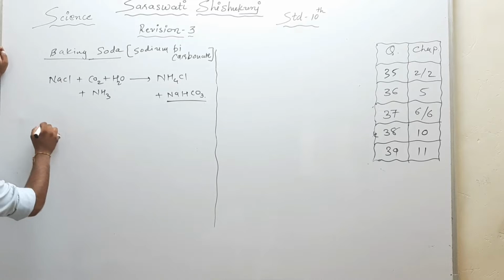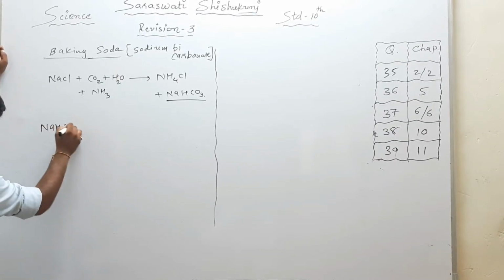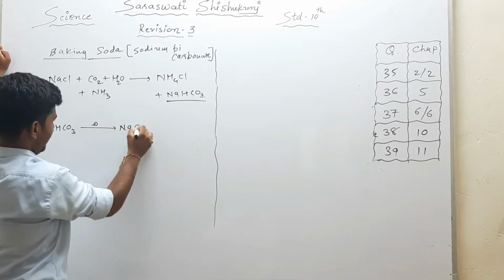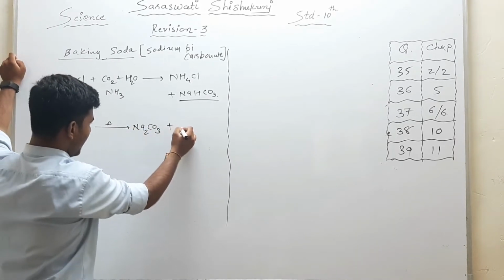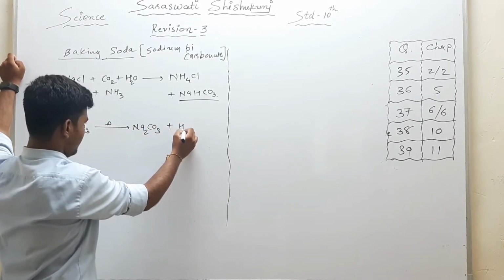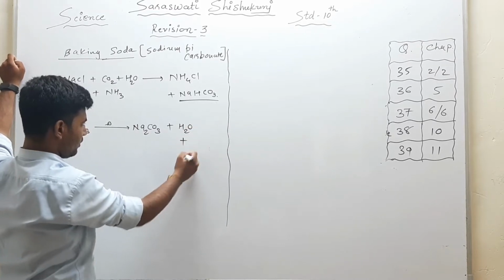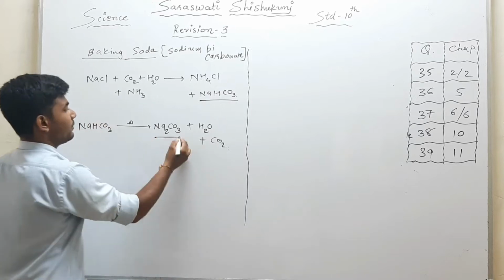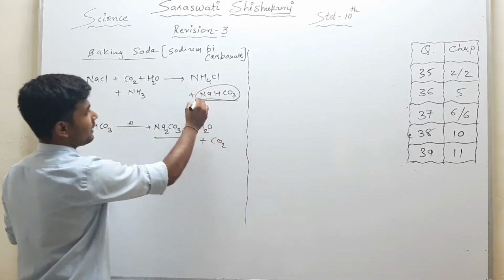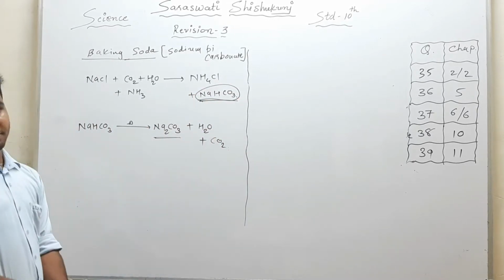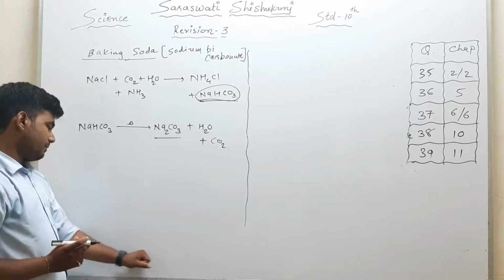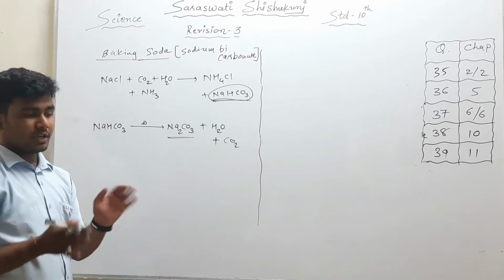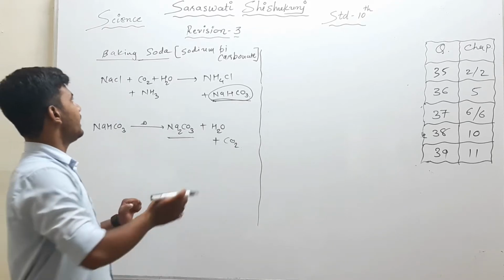When beta we heat this baking soda, it will give us Na2CO3 plus H2O plus carbon dioxide. Okay, now see beta, this is our baking soda, and we know its uses, which makes the pakoras, crispies and all. So this way the preparation and uses both can be asked to you in 4 marks.